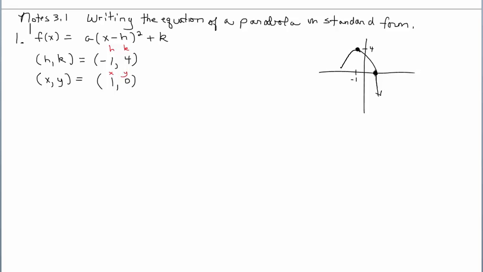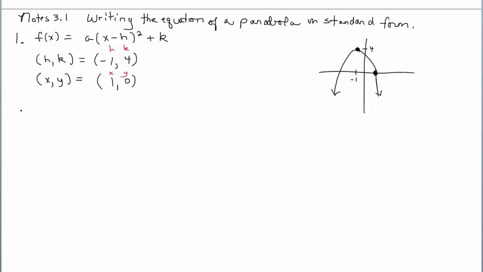So it must look something similar to that. Again, if that's the vertex and I have to pass through that point, it has to be a parabola that opens downward. So what we want to do is figure out what's the equation of this parabola in standard form, which means we need not only h and k, which is given, but we also need a.